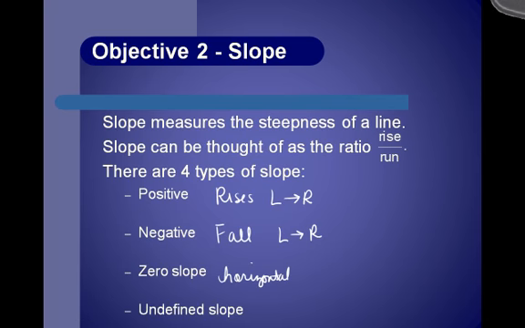And then the fourth type of slope is an undefined slope, and sometimes we'll write the little undefined symbol, which is the zero slash. And the zero slash represents the slope of a vertical line.